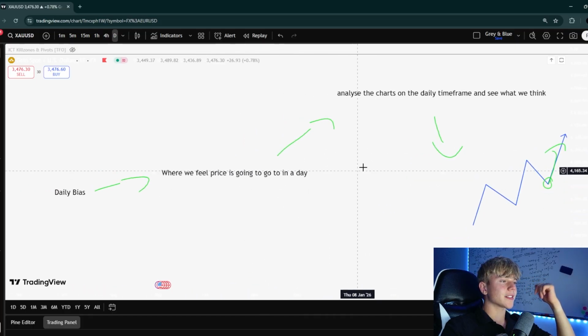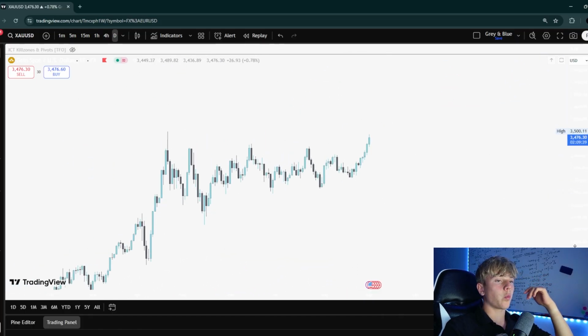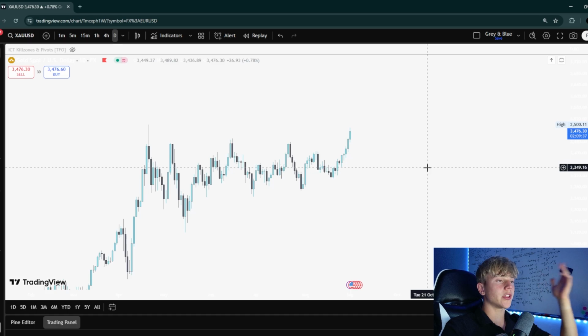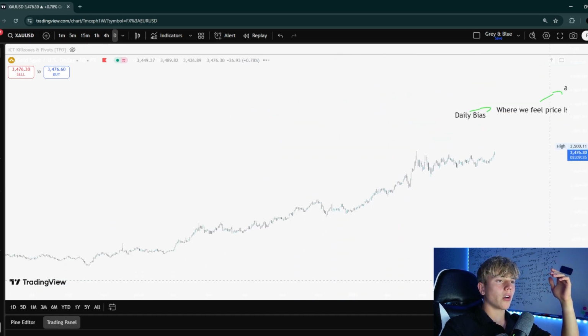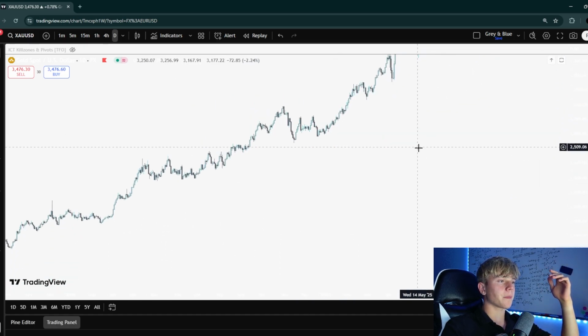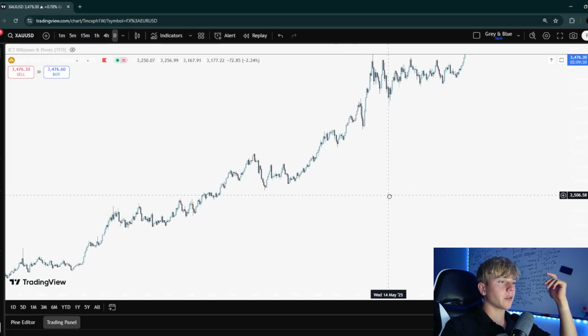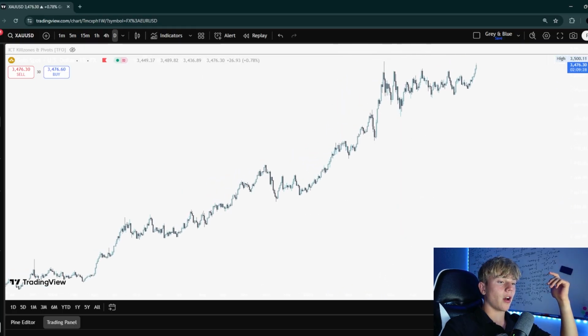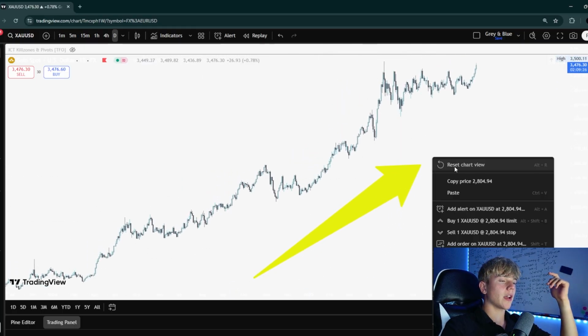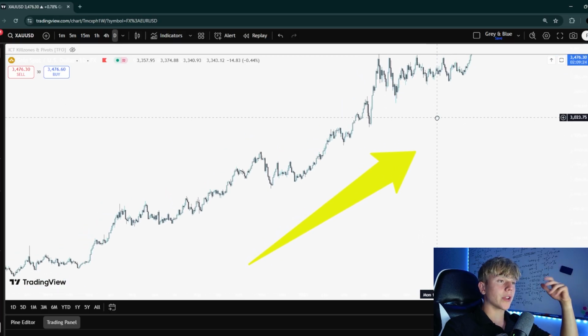And now we understand what it is, let's try and understand how we can use this. So here we are on gold on the daily time frame, and if we zoom out, the first thing we can see, we are obviously in an uptrend. Price has been going up over time. Now, what does this mean?